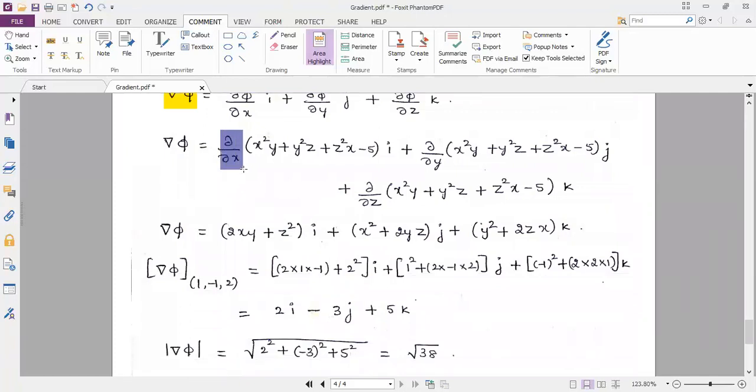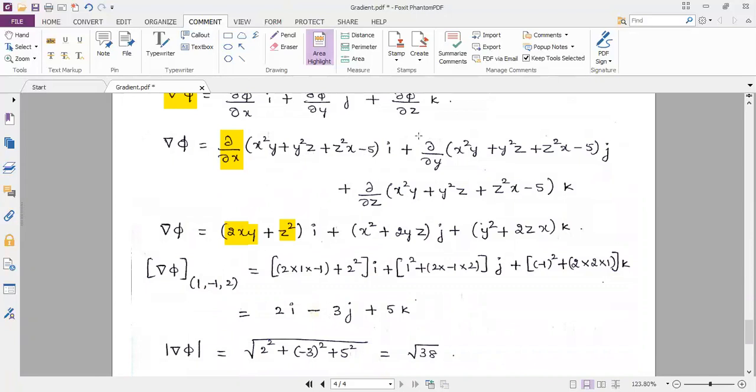Firstly, with respect to x, in x square y, y is a constant, write down as it is. Differentiation of x square is 2x. Y square z is entirely a constant when we do differentiation with respect to x partially. So differentiation of y square z is 0. Third term, z square is a constant, write down as it is. Differentiation of x is 1. Minus constant differentiation is 0. So whole thing into i cap.